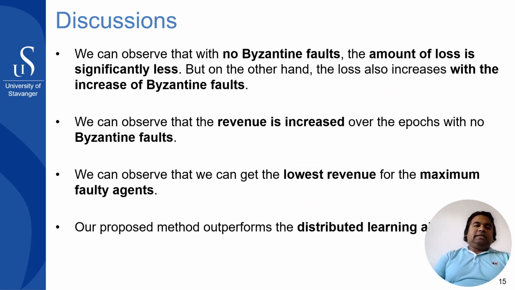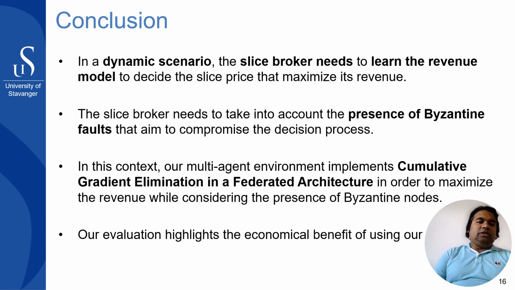And finally, we can observe that with no Byzantine faults, the amount of loss is significantly less. On the other hand, the loss increases with the increase of Byzantine faults, which is a very natural phenomenon. Then we can observe that the revenue increases over the epochs with no Byzantine faults, and we get the lowest revenue for the maximum number of faulty agents. And our proposed method outperforms the distributed learning algorithm, or normal Q algorithm. So this is what we found.